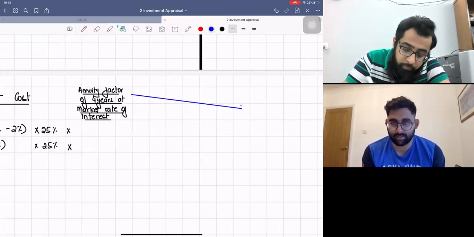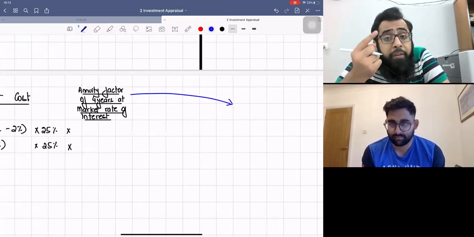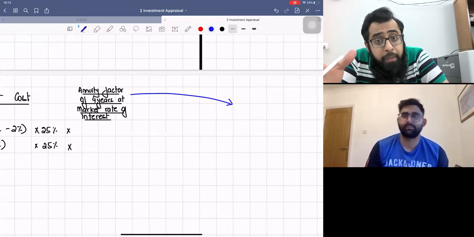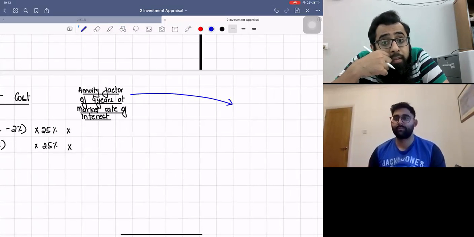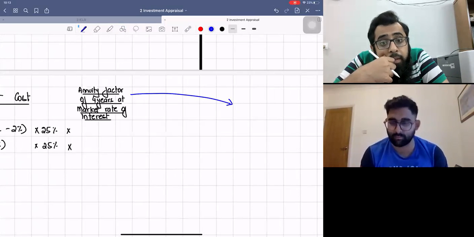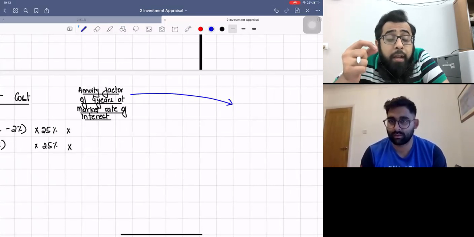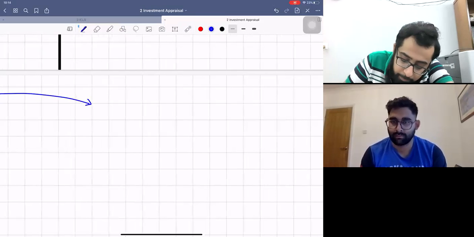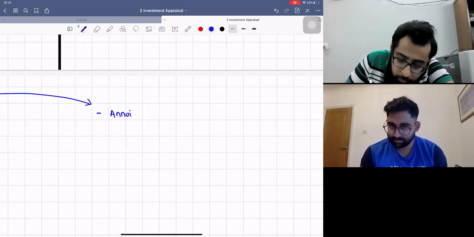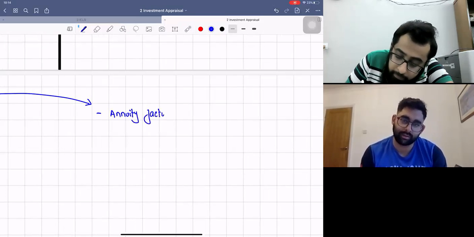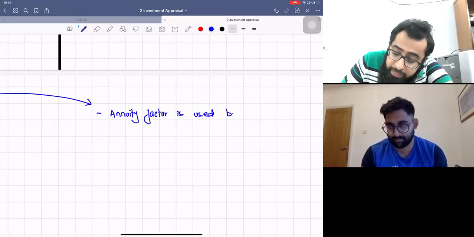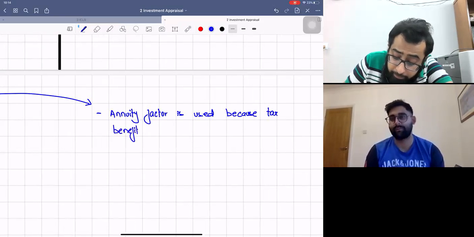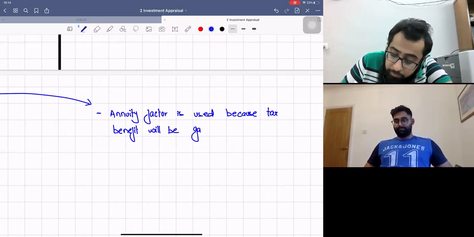So what discount factor do we use? Discount factor is for the benefit when it is for 1 year. Discount factor is for 1 year, annuity factor is for a period of years, and perpetuity factor is forever. I know that. I'm saying what discount factor rate do we use? Here we are using the discount rate of 7.5%, which is the market rate of interest. Now see, I'm writing some explanation for you. Annuity factor is used because tax benefit will be gained for 4 years.